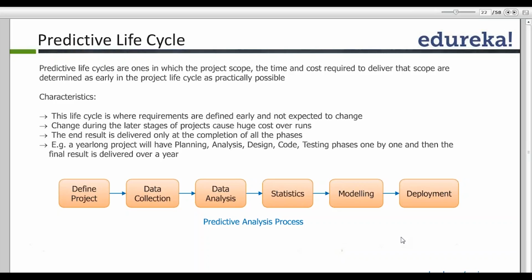One of the key lacunae in this methodology was that the entire project would be visible to the stakeholder only at the end of the project cycle. If there's a year-long project which will have planning, analysis, design, coding, and testing, then the final product will be available only at the end of the year. That was the predictive life cycle, and that is how traditionally projects were being delivered before agile came into existence. This is called a predictive model.